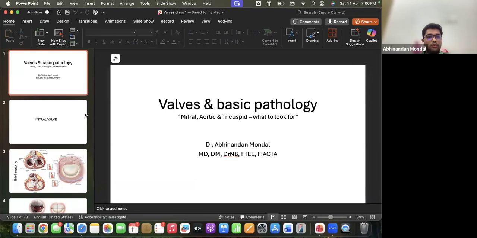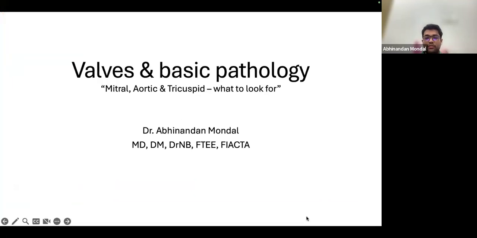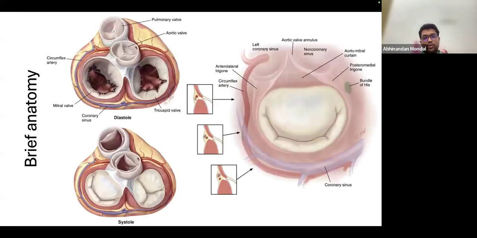Hello, everyone. Today we'll be discussing valves in the basic pathology series. We'll be discussing the mitral valve. I am dividing this topic into mitral, aortic and tricuspid, because the mitral valve is a lot to discuss within half an hour. In the mitral valve, we have to know the brief anatomy. I will not bore you with many theoretical things, but will teach you only what is relevant and what you must know while doing transesophageal echocardiography in cardiac surgery.